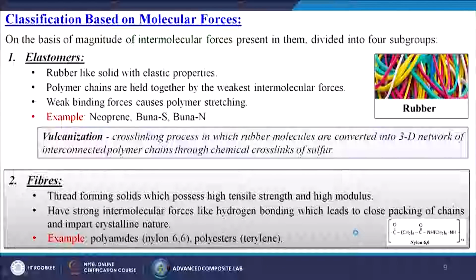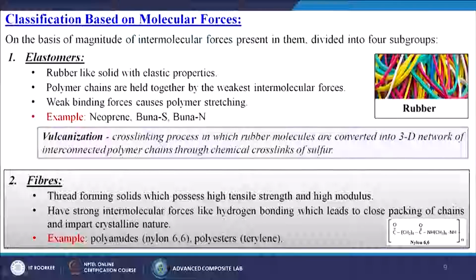Then classification based on molecular forces. On the basis of the magnitude of the intermolecular forces present in them, polymers are divided into four subgroups. What are those? The first one is called elastomers. Elastomers are nothing but rubber. It is a rubber-like solid with elastic properties. Polymer chains are held together by the weakest intermolecular forces. Weak binding forces cause the polymer to stretch, so we can stretch it up to a certain limit. What are the examples? Like neoprene, BuNa-S, BuNa-N.